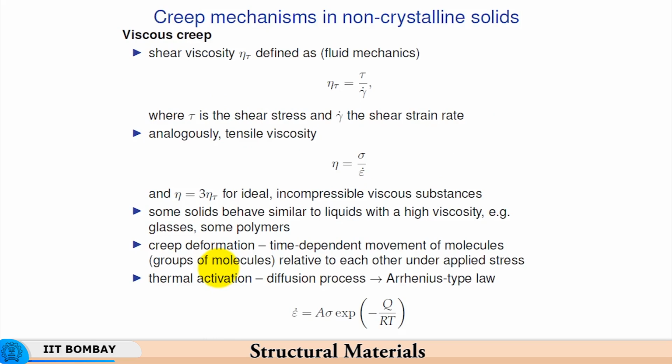In non-crystalline solids you have viscous creep. So, a viscous fluid is formed at the grain, or what one can say is that the disordered region of the grain boundary behaves as a viscous fluid. Okay. And so, that is how it becomes sensitive to strain rate. So, more is the strain rate, more is the stress that is generated as a result of that. So, it becomes rate sensitive, and the thermal activation as in a diffusion process follows the Arrhenius type law, which is also used in creep deformation, right. So, in creep deformation you have time dependent movement of molecules or groups of molecules relative to each other under applied stress.